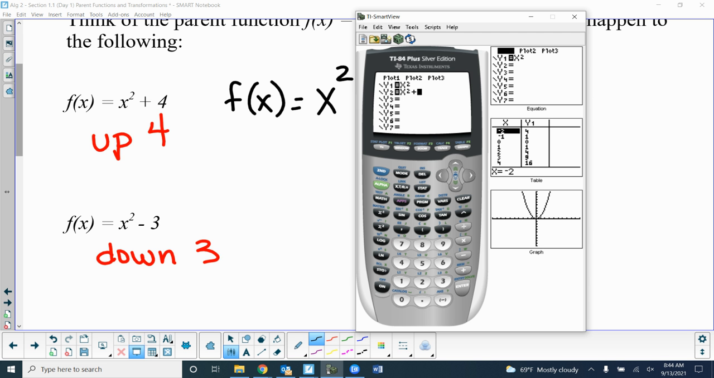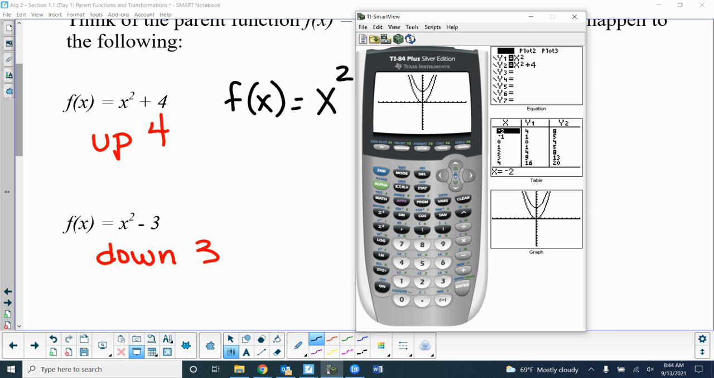What are we saying it's doing? It's going to go up 4, right? So when I hit plus 4 and hit enter, the graph will have them both. It should be showing both of them. So it just moved up 4. All right, so you can use your calculator to help you with this stuff, to visualize it.